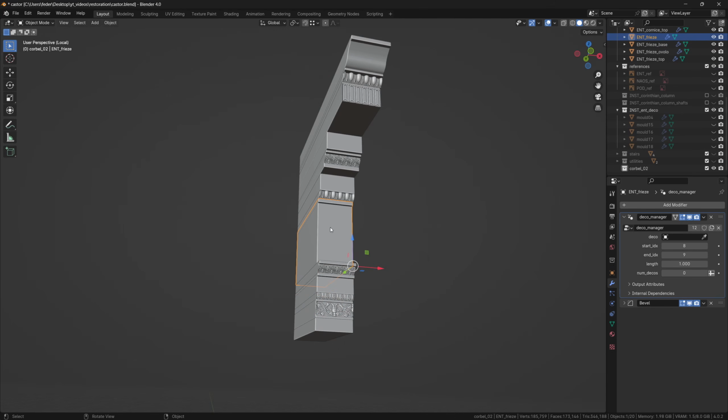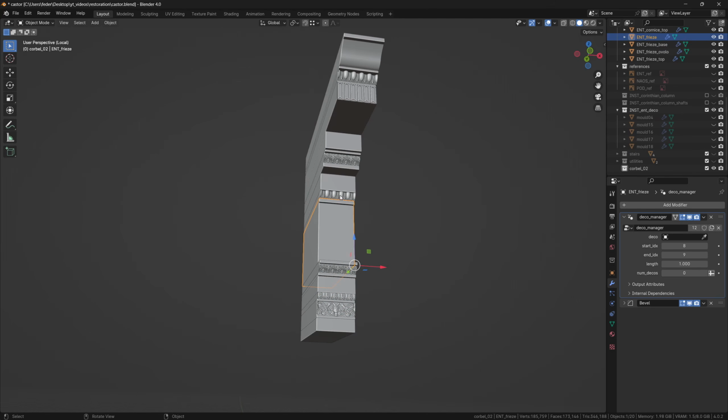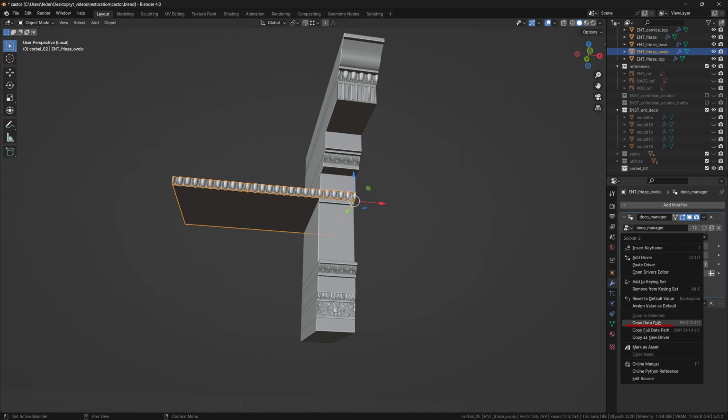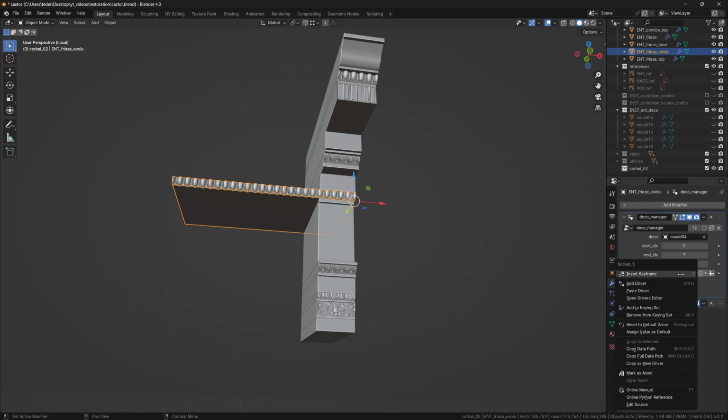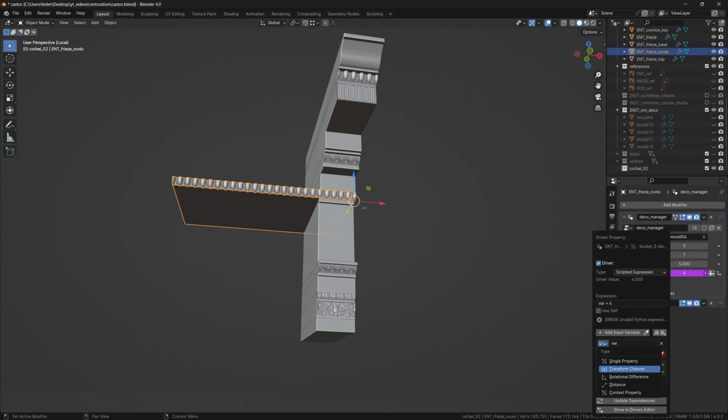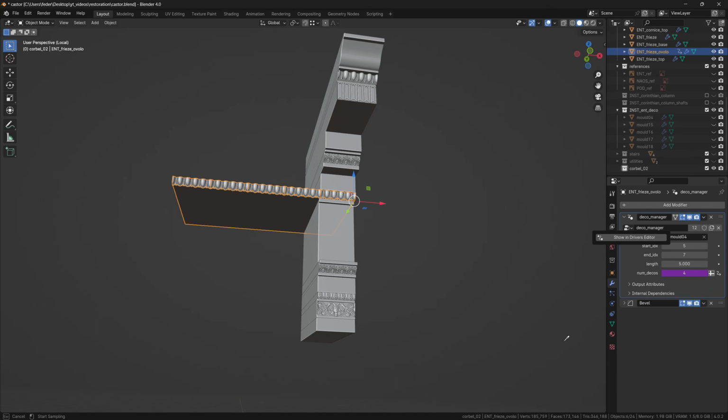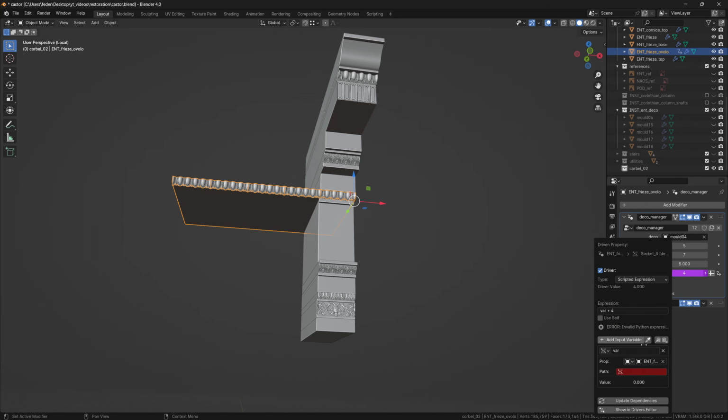During the process, it occurred to me that a general rule combining the size of the entablature and the respective number of iterations for the ornaments could be found. In particular, the latter would ideally be equal to the former minus 1. This means that the operation can be automated either in the geonode system itself or by using drivers. As I chose the second path, I would copy the data path of the length attribute and paste it into a newly created driver for the field driving the number of deco iterations, specifying in the expression the desired relation.